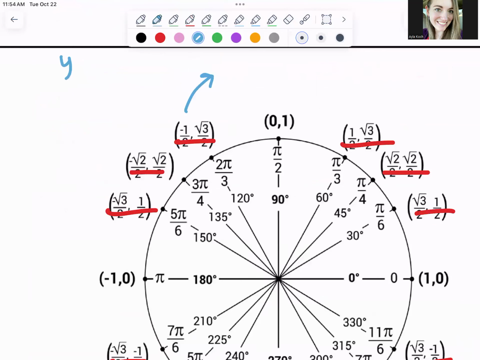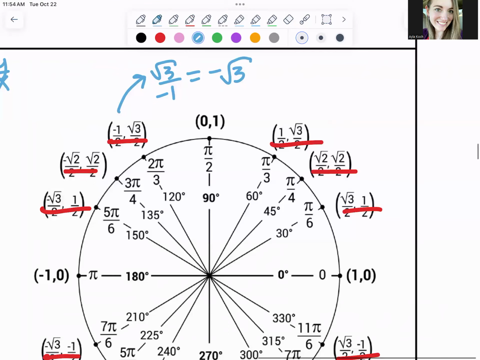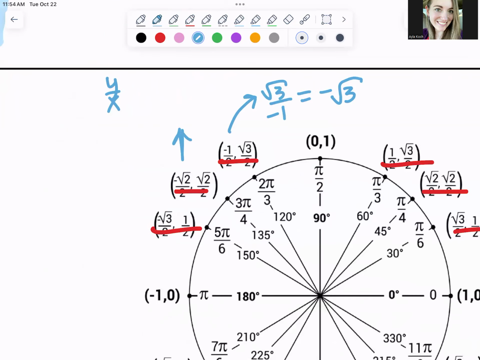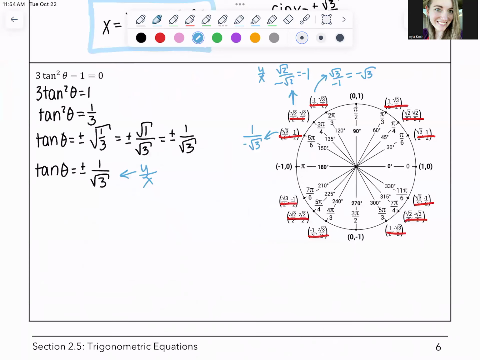Tangent, again, y over x, I'm going to put that right there. This is square root 3 divided by negative 1. That's negative square root 3. That's not what we're looking for. This guy here, right, we know it's going to be 1, but square root 2 over negative square root 2. That's negative 1. That's not it. This guy here, 1 divided by negative square root 3. Well, there is one of them.